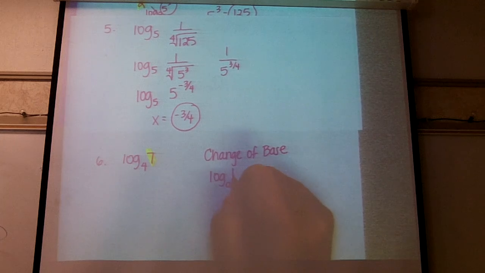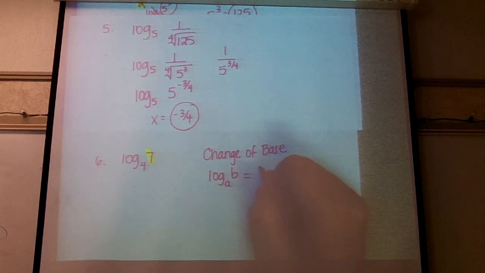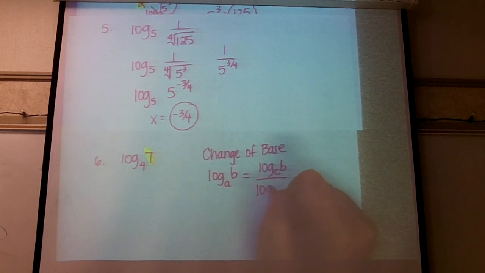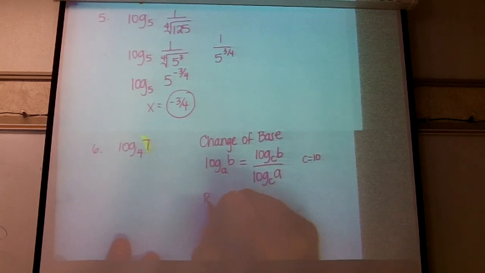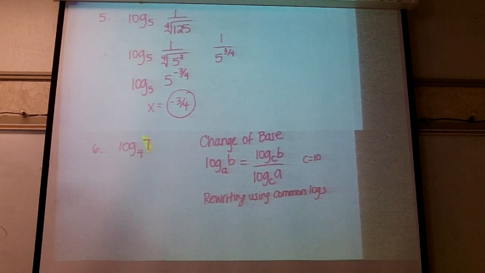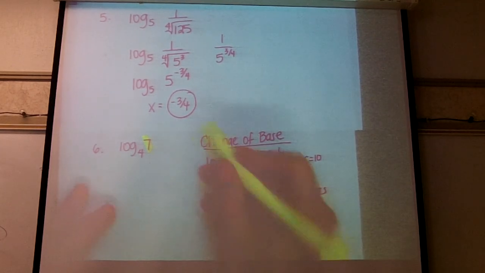So log A of B, which means you can't rewrite B to have a common log with that. So the way we do it is we take the log of the top, or of this part, divided by the log of that part. And in this case, C is 10. So basically what we're doing here is we're rewriting using common logs. And common logs are base 10. Okay? So you should make sure to write this down. This is a handy little trick.